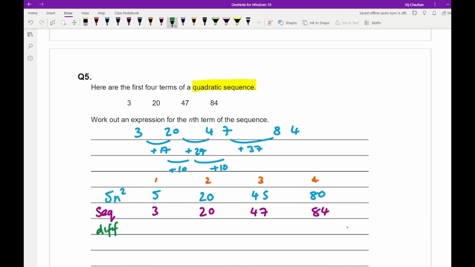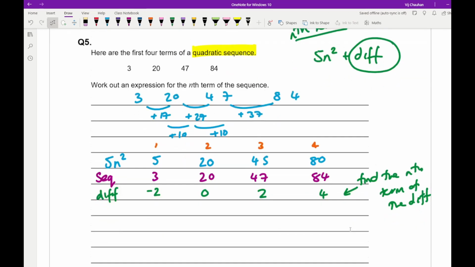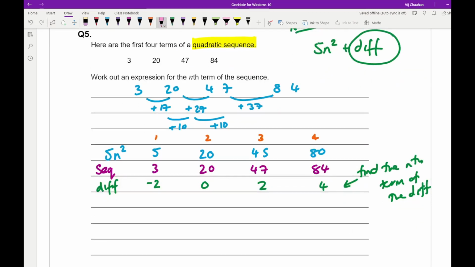So here you can see the difference is minus 2, then it's 0, then it's plus 2, then it's plus 4. So what I now need to do is find the nth term of the difference, because so far what I've got is 5n squared plus the difference is the nth term. So what I need to do is find out what the nth term is for the difference. So looking at the green, I've got a difference of plus 2.